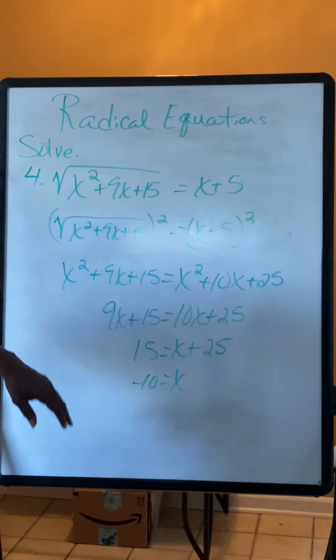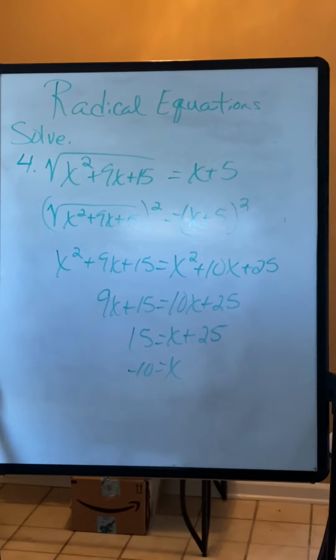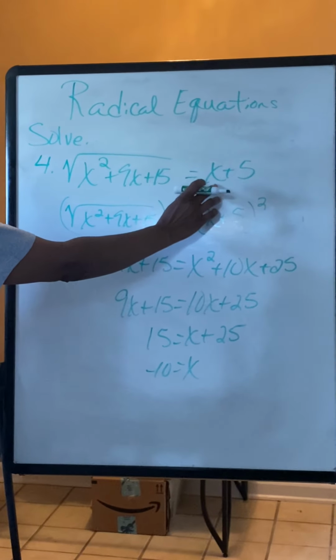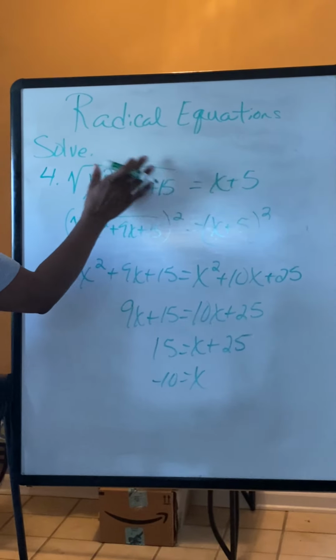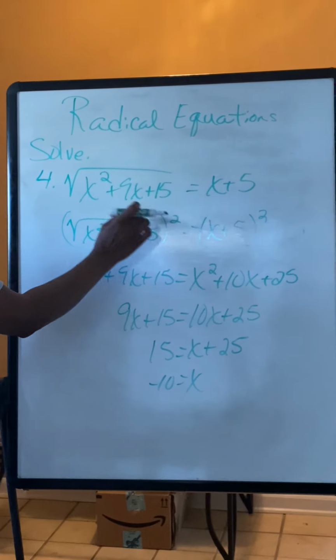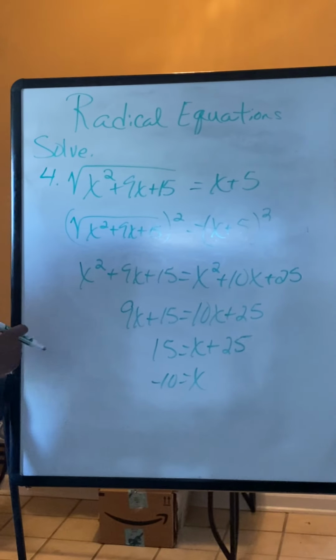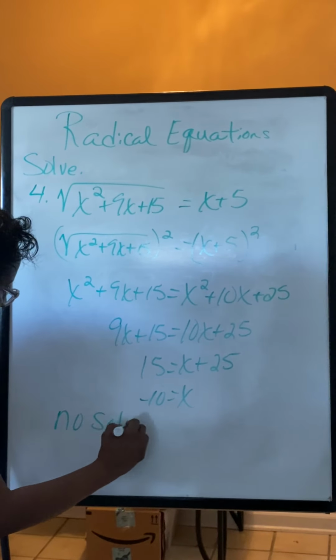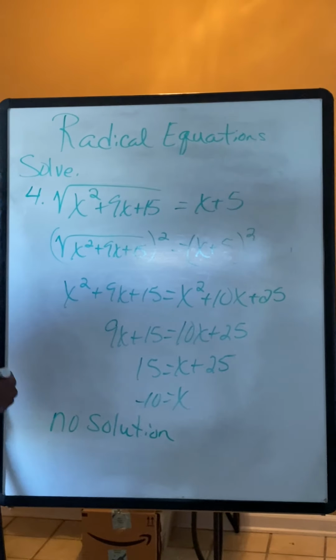Now, let's check to see if this negative 10 will satisfy the problem. I'll go right here. If I put a negative 10 in the place of x, I'll get a negative 5. When I get the square root of whatever it is that I have here, it will not be a negative 5. So that means that this will be no solution. This problem has no solution.